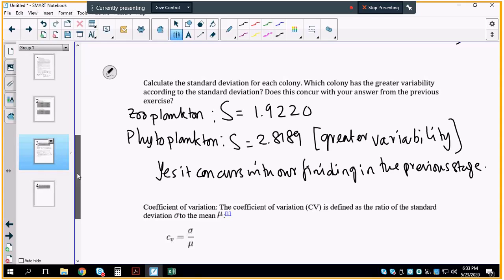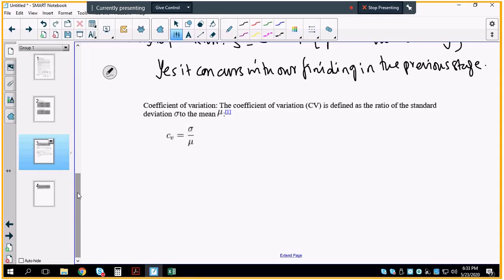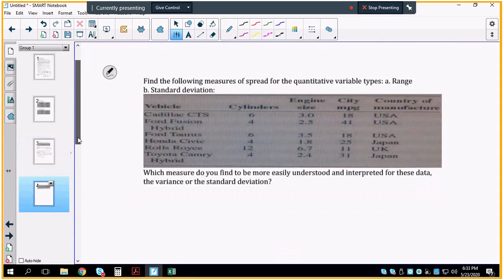This is a new concept, coefficient of variation. The coefficient of variation, or CV, is defined to be the ratio of the standard deviation sigma over the mean mu for the population. For the sample, this is going to be S, the standard deviation of the sample, over X bar. We'll do one more problem before we call it a day today.